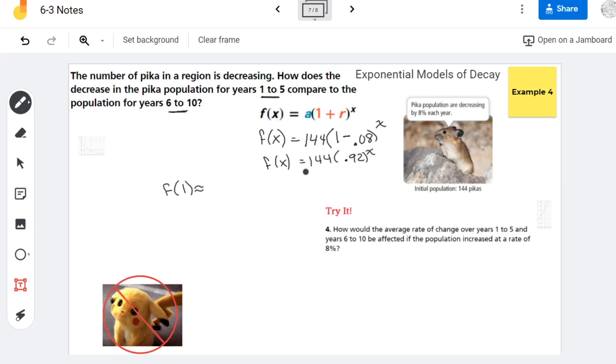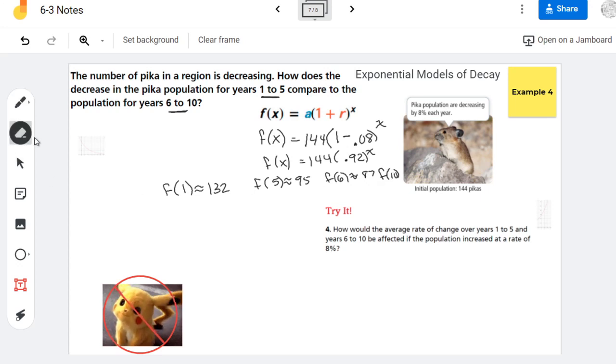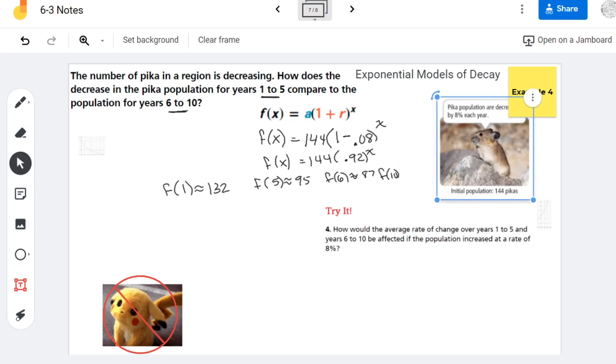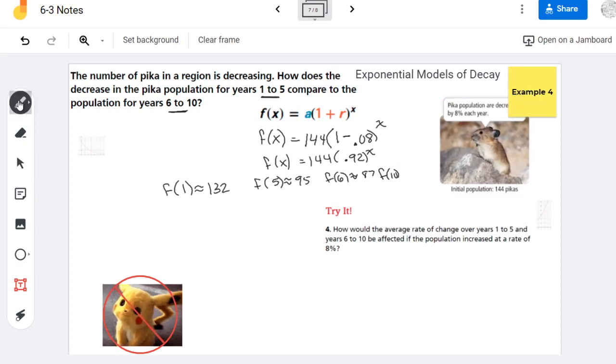I'd replace that with a 1 and type it in, and I'd get 132. And if I take a 5 and plug it in, I would get about 95. And if I took a 6 and plugged it in, I would get about an 87. And a 10 would get me approximately 63.